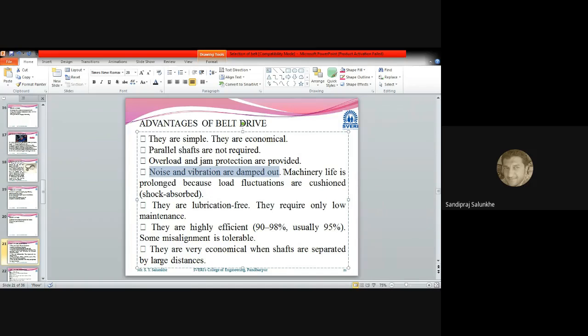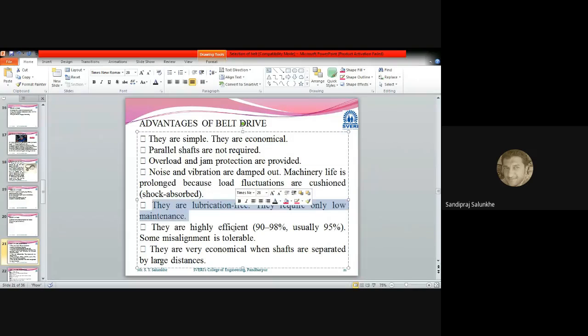So I was talking about the shocks which may be generated in the due application of that machinery. Those shocks also get absorbed by means of this belt drive. Okay, and fluctuation, that happens because of the fluctuation in load, definitely.